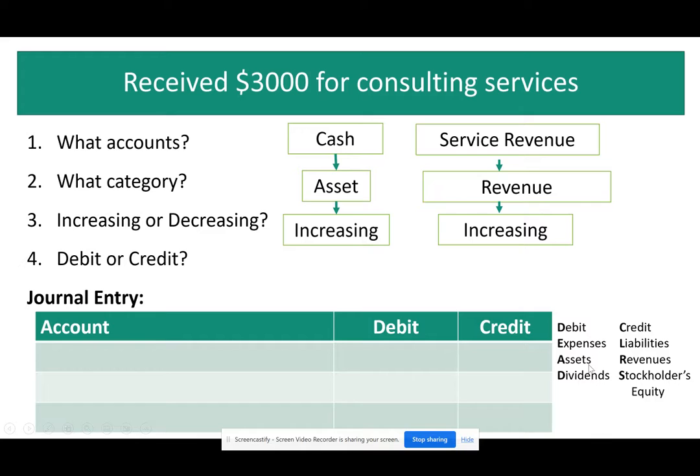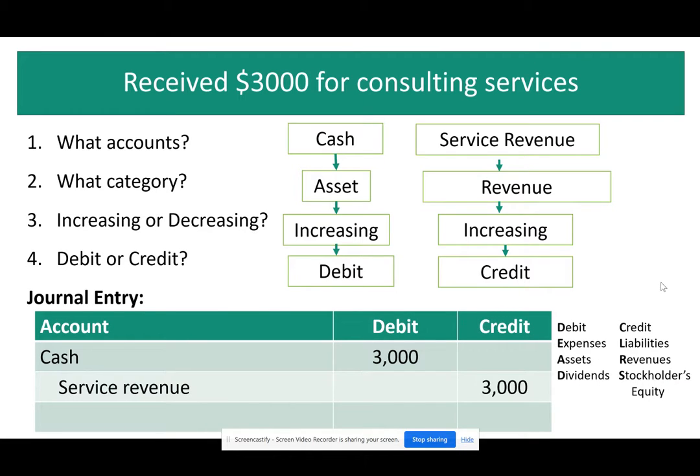Again, using my DEAD CLOCC colors down here, my asset increases with a debit. My revenue increases with a credit. Okay, so it's not that debits are good and credits are bad, because revenues are good things and they increase with credits. Okay, and now we can build our journal entry. Debit cash, credit service revenue.